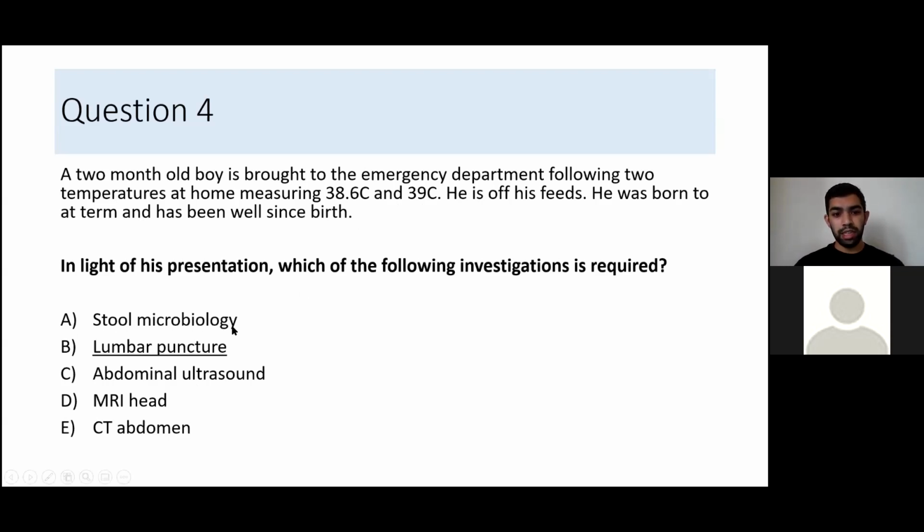We do not routinely do stool microbiology as part of a septic screen unless you have reason to believe there is a GI source. Likewise, an abdominal ultrasound wouldn't really shed much light either. We wouldn't typically do an MRI head or CT abdomen for this presentation unless we thought there was some sort of intra-abdominal pathology, or we were really worried, in which case we might do a CT head, but not an MRI head in the acute setting.